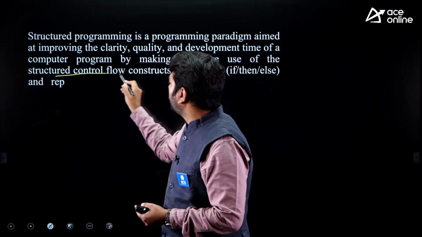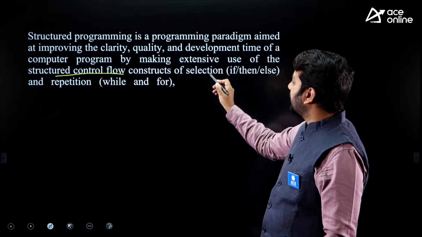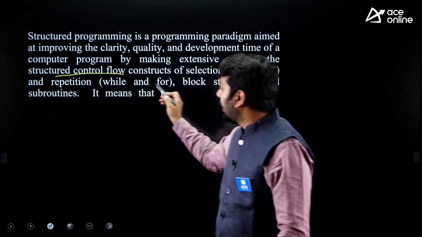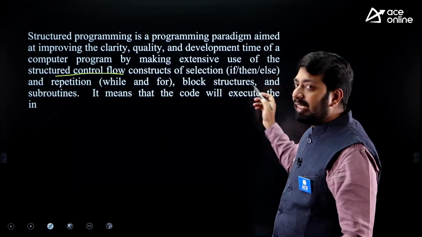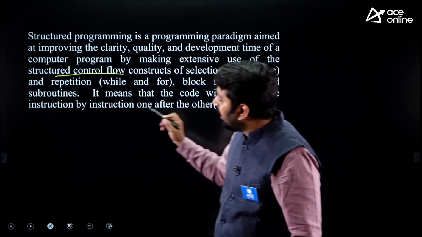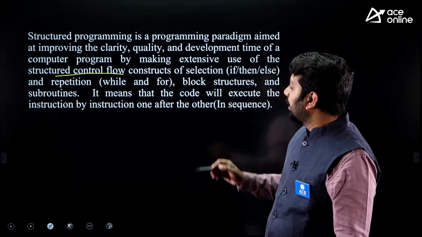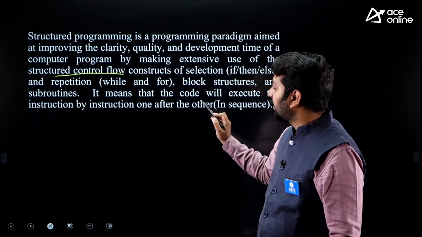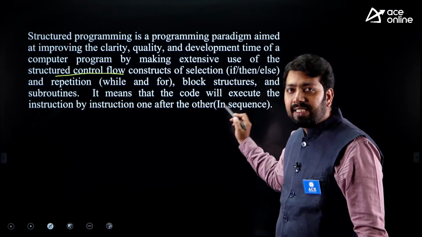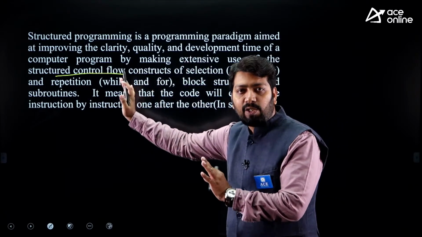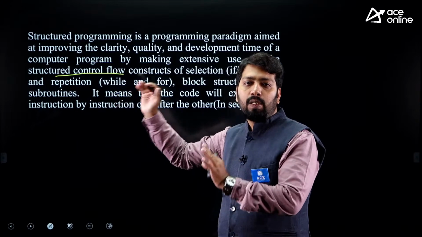Structured control flow we are going to use includes selection like if, then, else, switch. Repetition like while and for. Block structured, like we do in the brackets, we write in the brackets, and subroutines. It means that code will execute instruction by instruction, one after another in sequence. So that's how our answer of the previous question is all of the above.